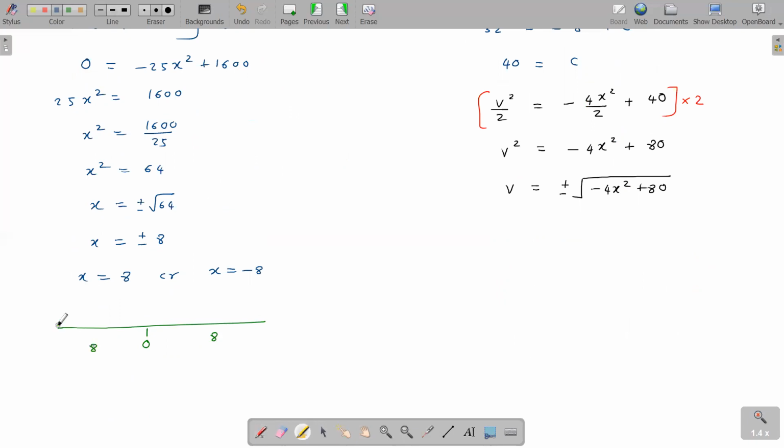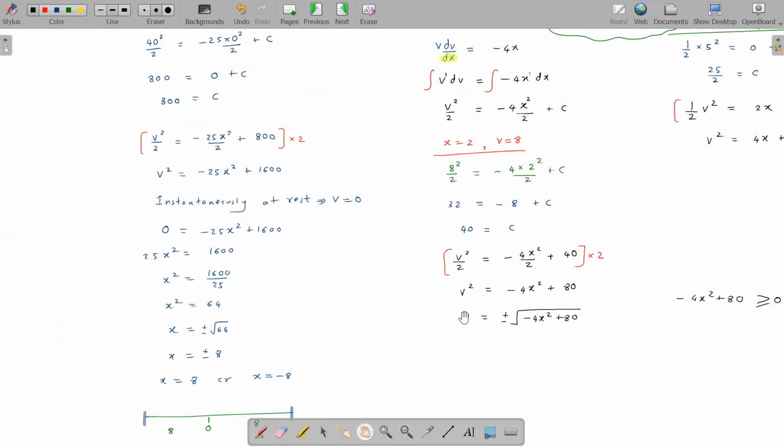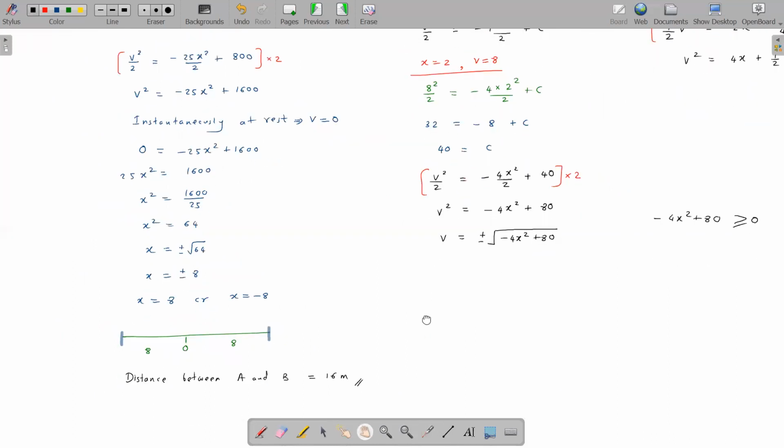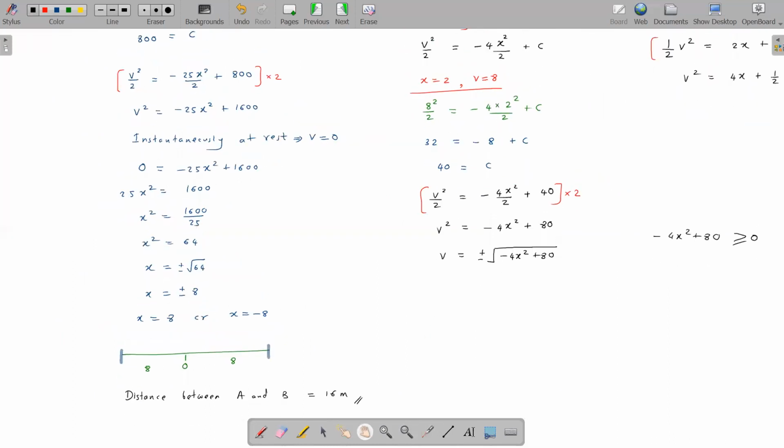So what's the distance between the 2 points? They're asking you to find the distance between the 2 points A and B. A is over here, and B could be the minus 8 over here. The distance between A and B is 16. So the distance between A and B is equal to 16 meters. Is this clear? Okay, so this is the answer for question number 4.